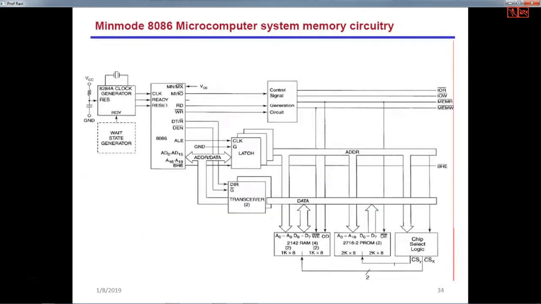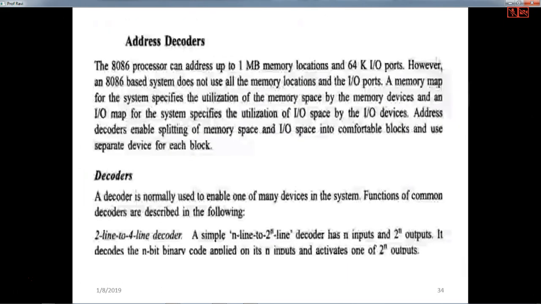And this is how you have to draw your 8086 based system memory circuitry. You should have two RAM chips, then an EEPROM, and you have latches, a transceiver, and here is your control signal generation. This is in minimum mode, which we have seen.